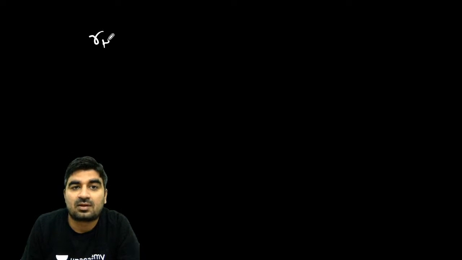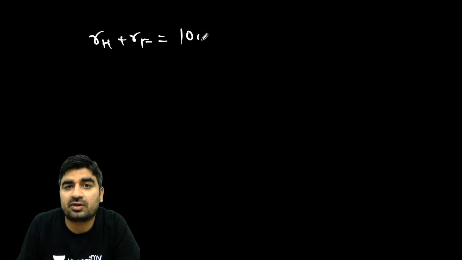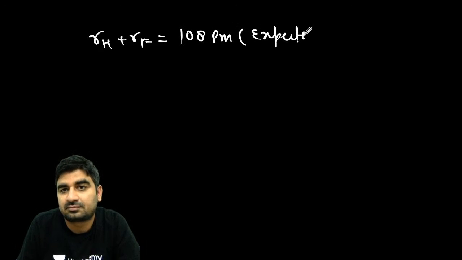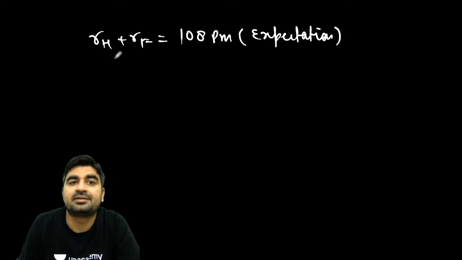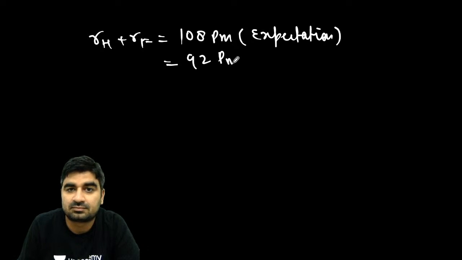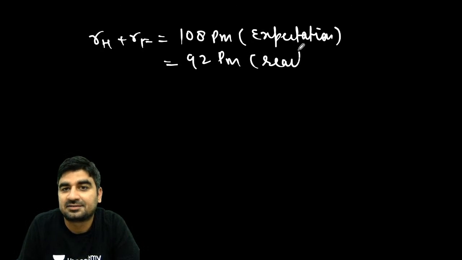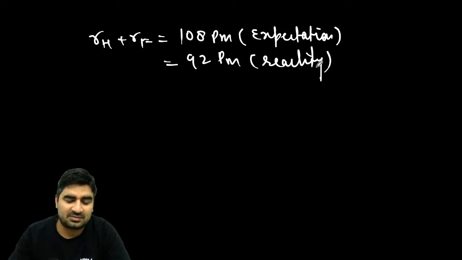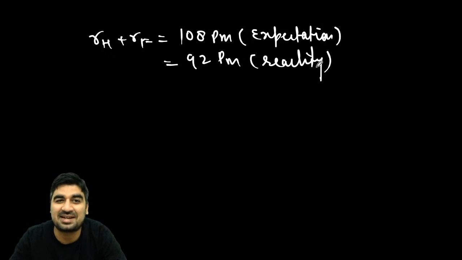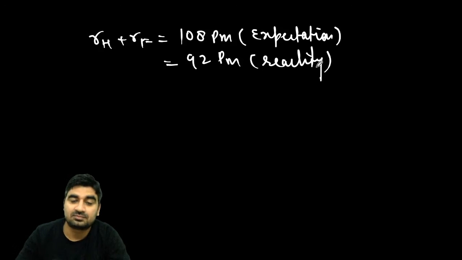So R_H plus R_F, guys, it should be 108 picometer. Yes, this is our expectation, right? But it is 92 picometer. This is reality. So you might have seen in movies expectation versus reality. So guys, in a similar way I'm talking about it. How will I explain this?